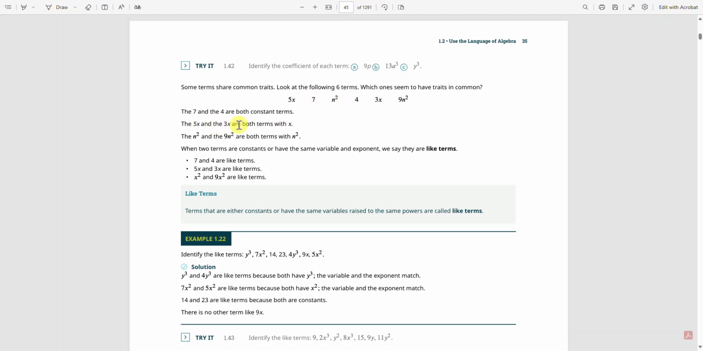5x and 3x are both terms with x. N squared and 9n squared are both terms with n squared. When two terms are constants or have the same variable and exponent, we say they are like terms. And this is very important. So what does it mean to be like terms? It means that two terms are constants. So 7 and 4, because they're two terms that are constants, can be called like terms or similar terms.